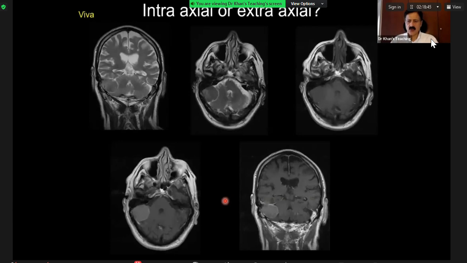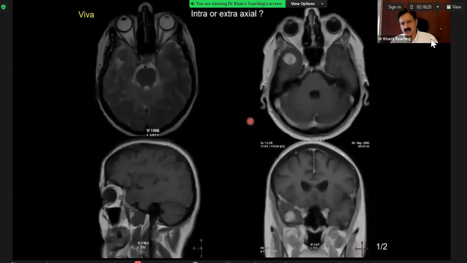So when you see a tumor in your exam, you can completely go in a wrong direction if you get intra versus extra-axial wrong. So if you see here, there is a cleft of CSF in between the tumor and the brain parenchyma, and this cleft tells you that this is an extra-axial lesion.